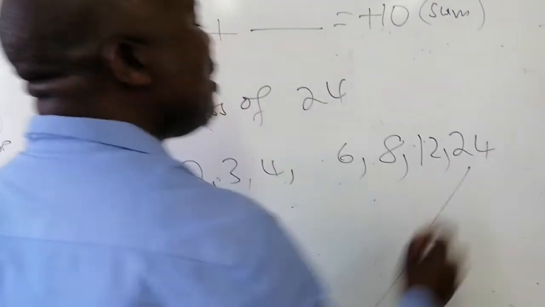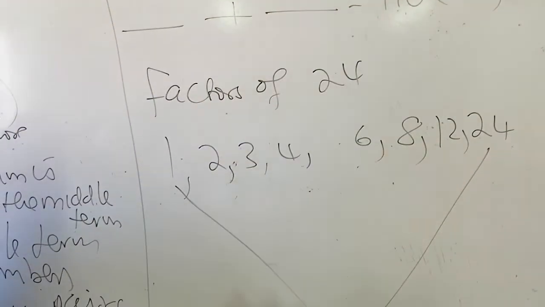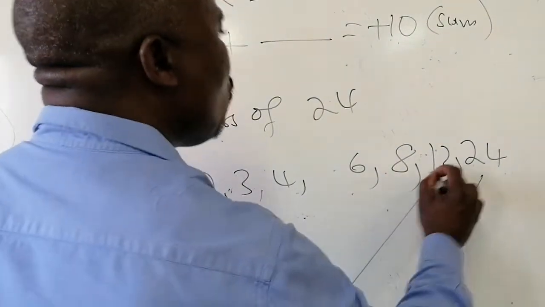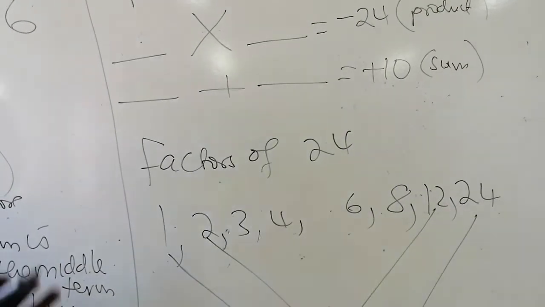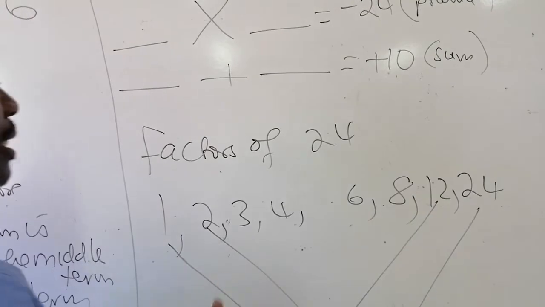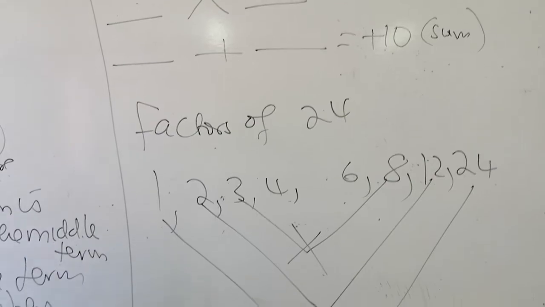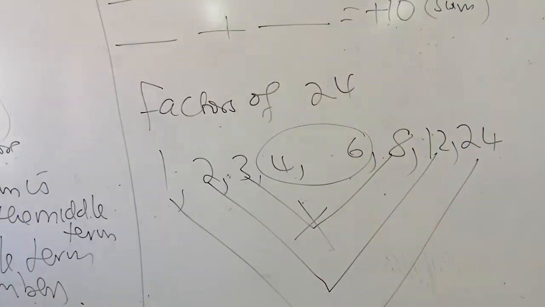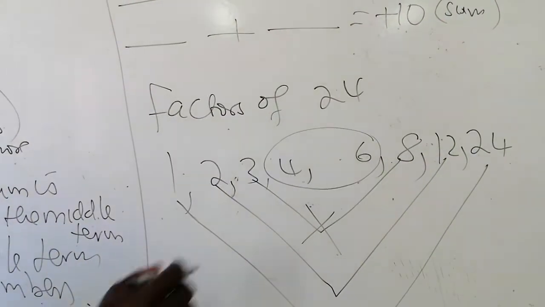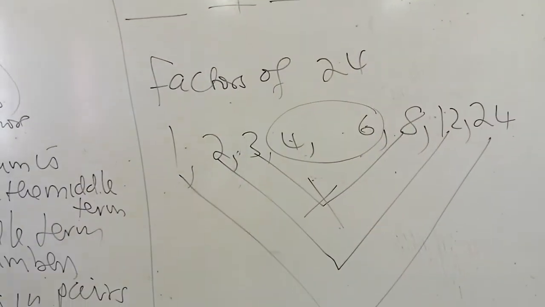Now let's do the elimination by inspection and reasoning. 1 and 24, you never get a 10 from 1 and 24 when you add or you subtract. And then we've got 2 and 12. Yes, you can get a 10 when you subtract 2 from 12. This one we will retain. What about 3 and 8? No way. 8 plus 3 is 11. 8 minus 3 can never be 10. Here, also, you can get a 10. So the two pairs that we are thinking of are 4 and 6, and 2 and 12. These are the pairs that we've narrowed down to.